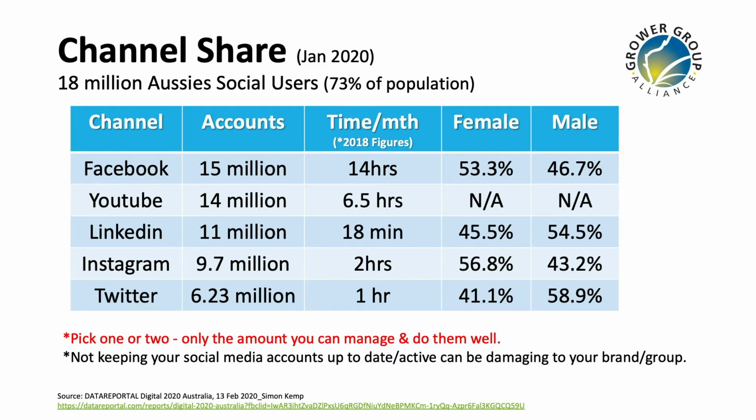Looking at the 5 main channels in Australia, of the 18 million Australian social media users, Facebook has around 15 million accounts, and then you've got the others here: YouTube, LinkedIn, Instagram, and Twitter, the 5 top ones. This chart shows you the number of hours that people are using these a month, and then the male and female split. So when it comes to choosing a channel for yourself, just pick 1 or 2, only the number that you can manage, and do them well. Not keeping your social media account up to date and active can actually be more damaging to your brand or group than not having an account at all.